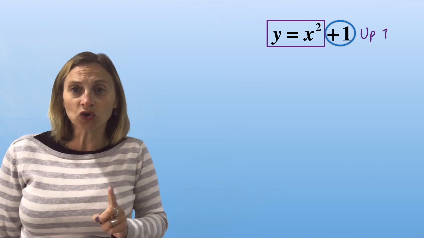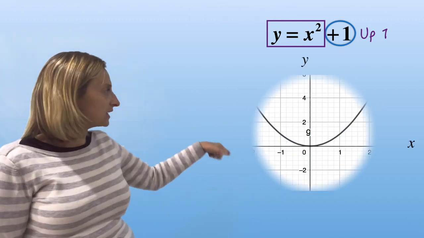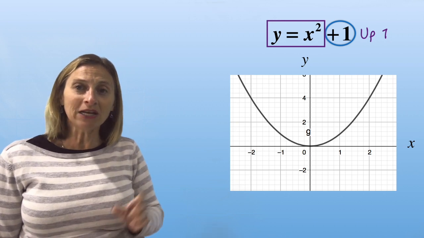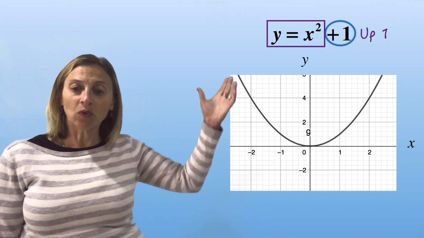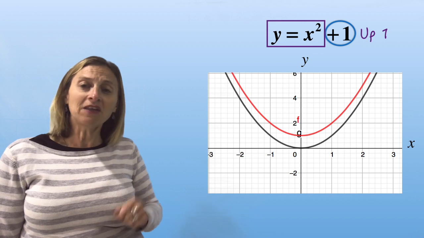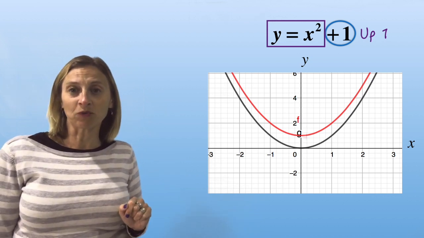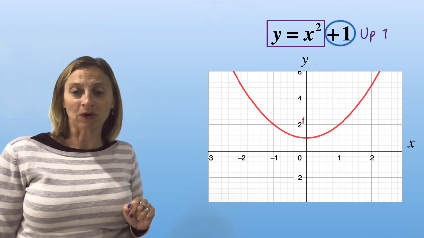We're going to first draw our basic curve y equals x squared. We all know what that looks like, y equals x squared. Now we need that graph to go up 1. And then if you don't want to have the original y equals x squared, you can just rub it out and be left with y equals x squared plus 1.